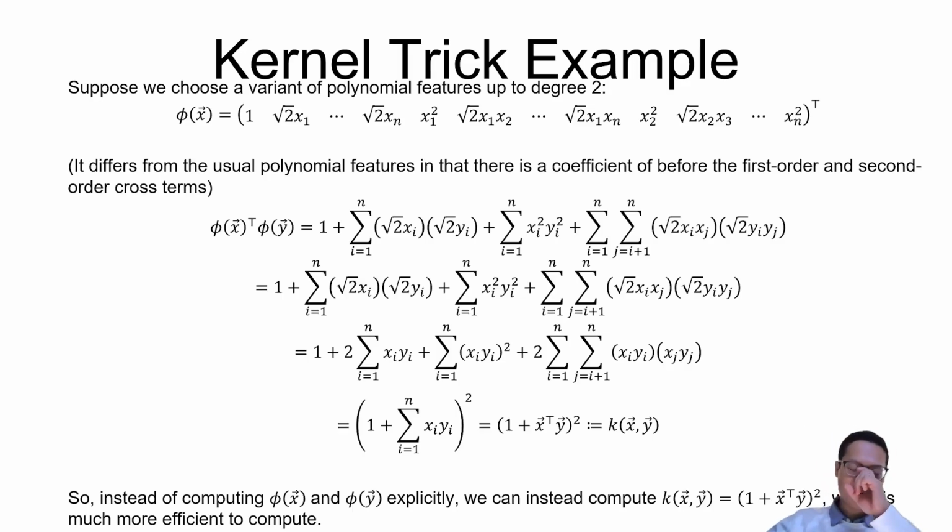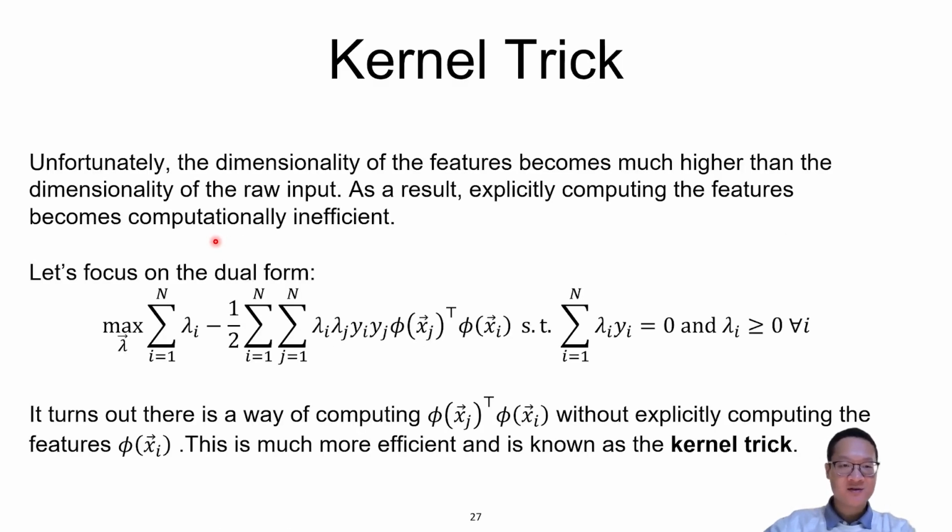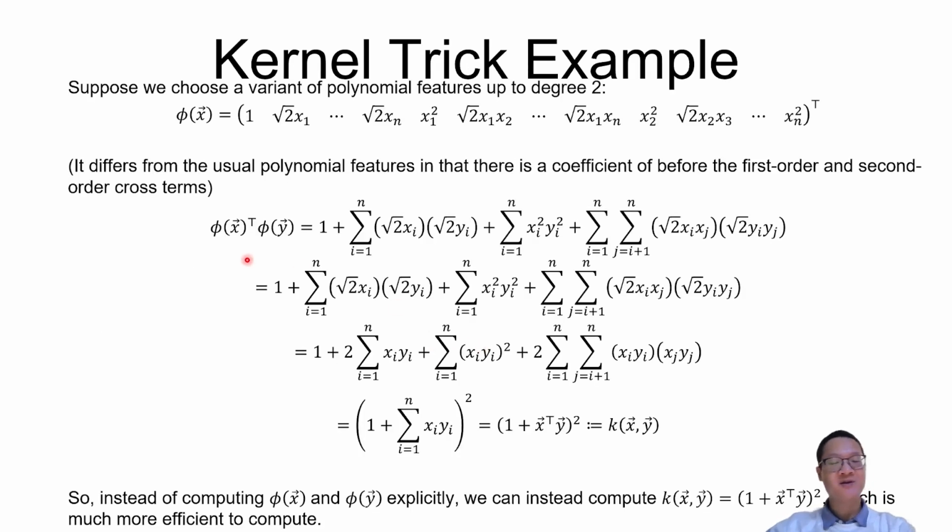So coming back to the slides, let's look at it again. We're going to choose a variant of the polynomial features up to degree 2. The variant is that we have the coefficients root 2 on everything except for the constant term and the square terms. Now in SVM, the term phi xj transpose phi xi appears a lot. So we're going to compute in general phi of x transpose phi of y, and that is going to be just writing down phi of x, phi of y, and then doing their inner product.